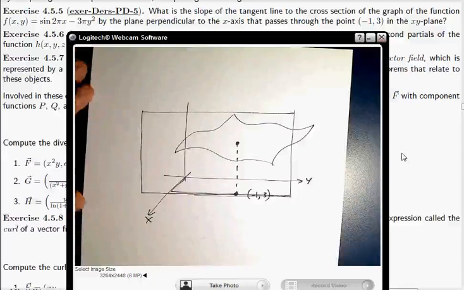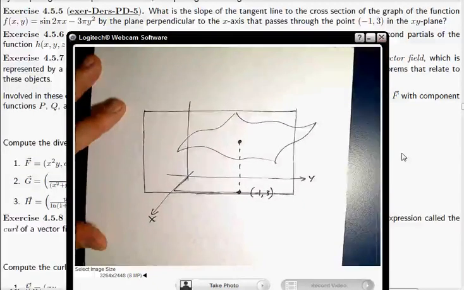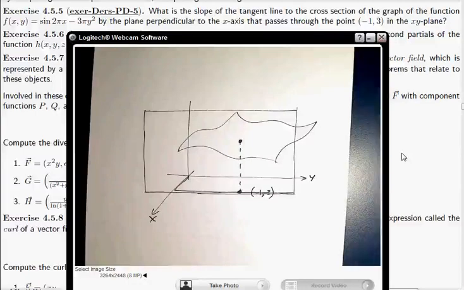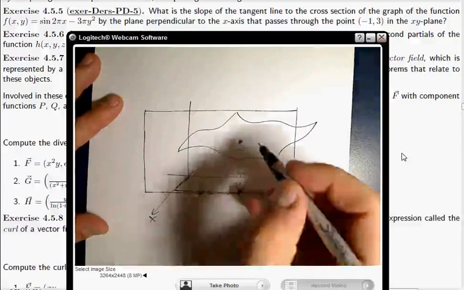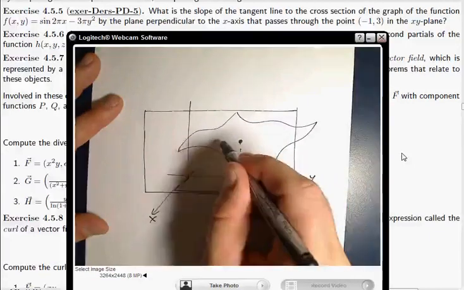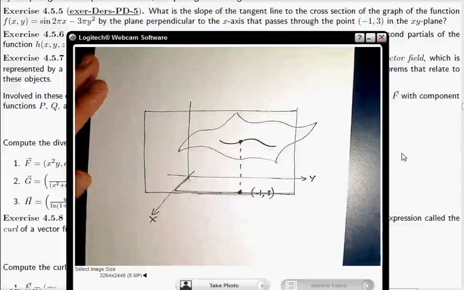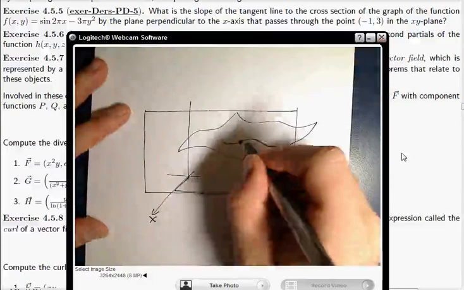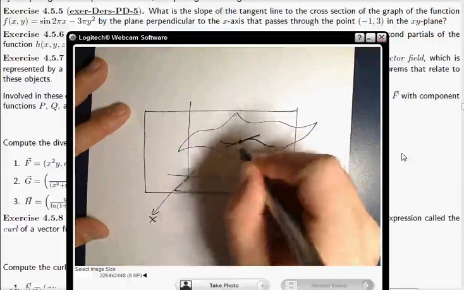So here's our graph, and we're looking at the cross section of that graph. What's the cross section? Well, when this plane cuts through there, it's going to make some sort of a curve. That's the cross section, and we're looking at the slope of the tangent line to that cross section. That cross section has a tangent line, and we want to know the slope of that tangent line.